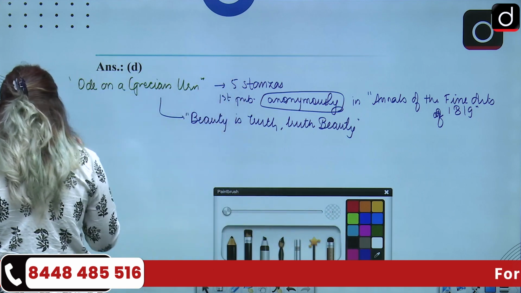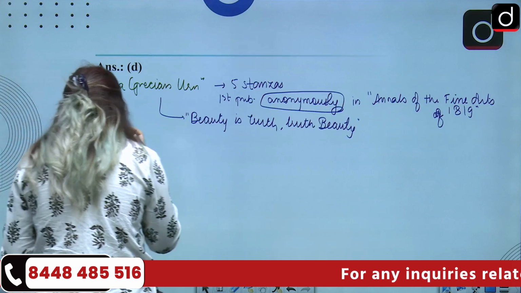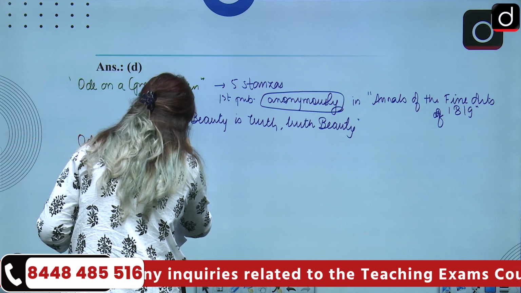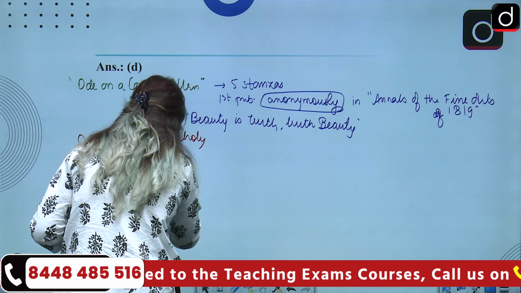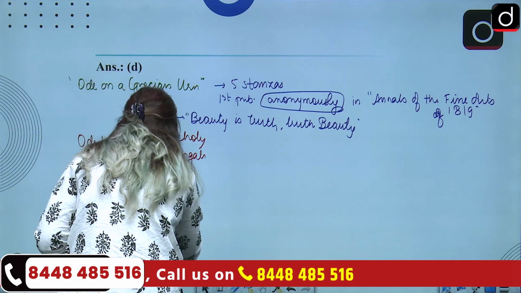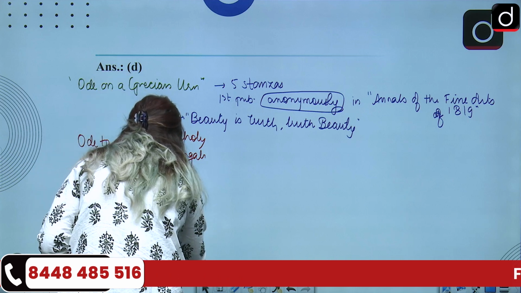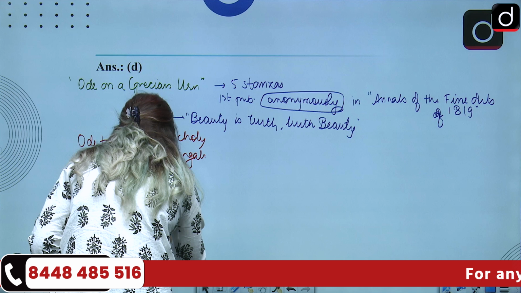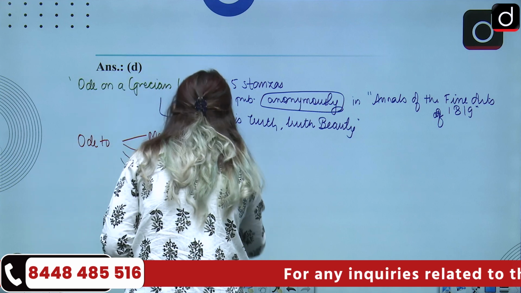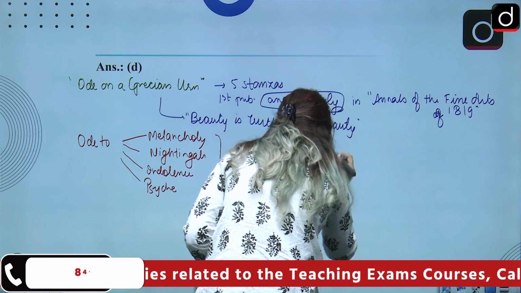The second one we have. What else do we have? Ode to Melancholy, Ode to a Nightingale, Ode on Indolence. Indolence means laziness. Ode to Psyche, Psyche the goddess. All of these were published in the Great Odes of 1819, okay?